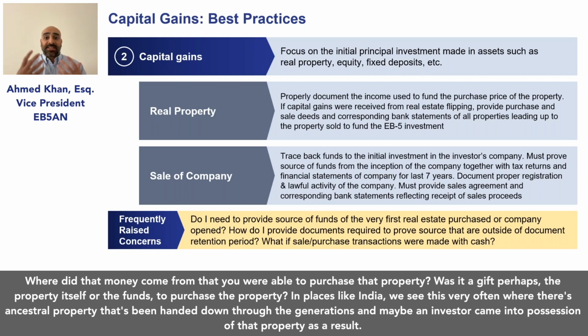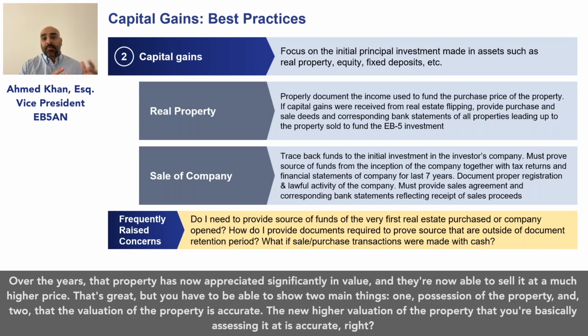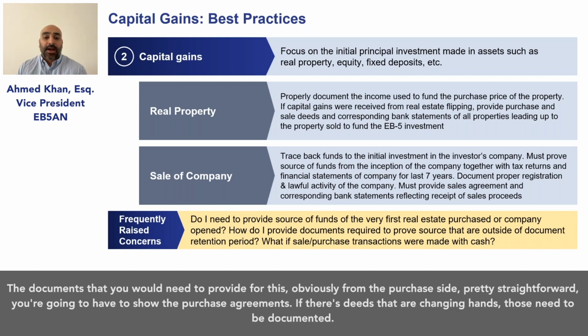In places like India, we see this very often, where there's ancestral property that's been handed down through the generations, and maybe an investor came into possession of that property. As a result, over the years, that property has appreciated significantly in value, and they're now able to sell it at a much higher price. That's great, but you have to be able to show two main things. One, possession of the property, and two, that the valuation of the property is accurate. The new, higher valuation that you're assessing it at is accurate, right?